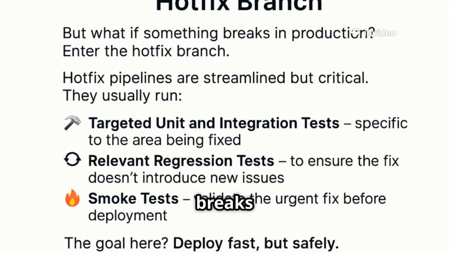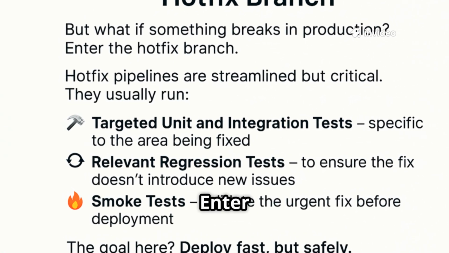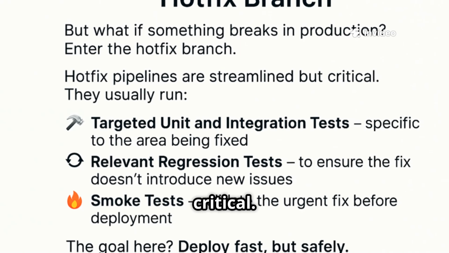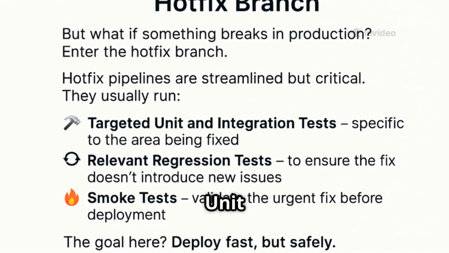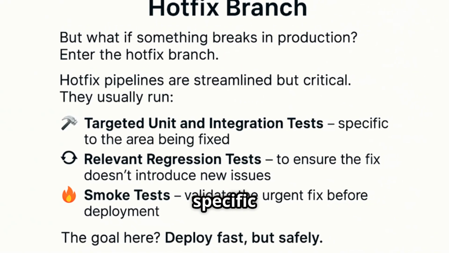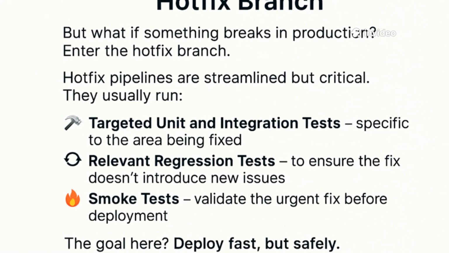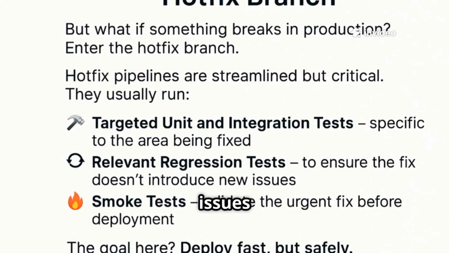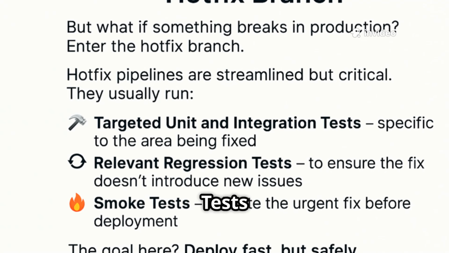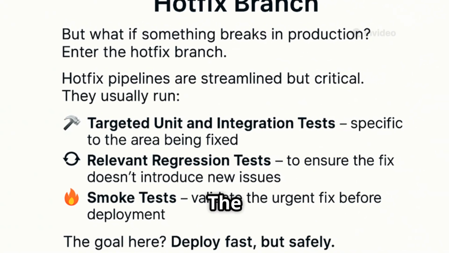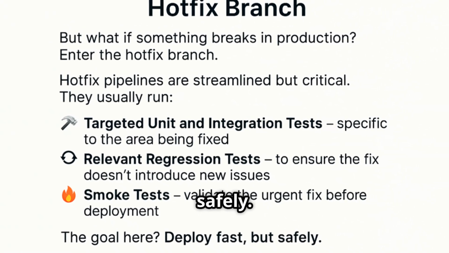But what if something breaks in production? Enter the hotfix branch. Hotfix pipelines are streamlined but critical. They usually run targeted unit and integration tests, specific to the area being fixed, relevant regression tests, to ensure the fix doesn't introduce new issues, and smoke tests, to validate the urgent fix before deployment. The goal here? Deploy fast but safely.